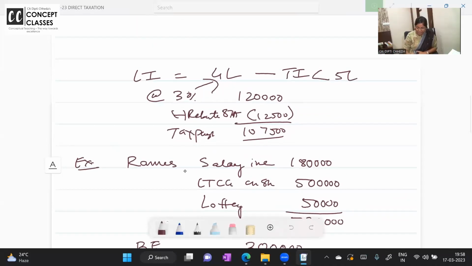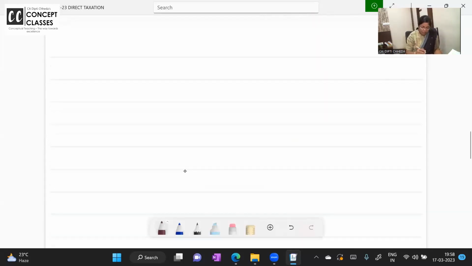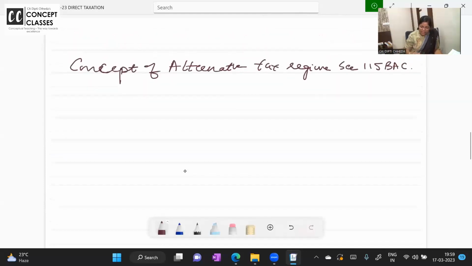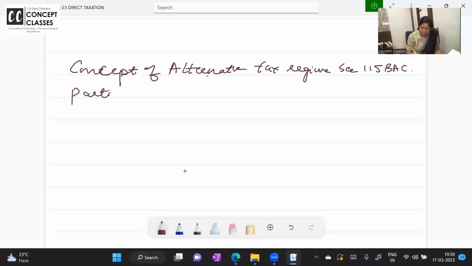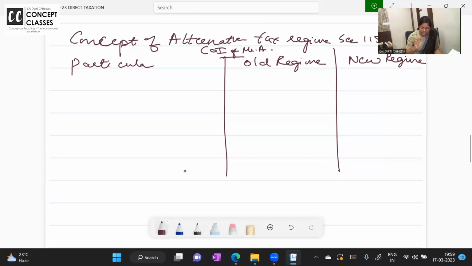Yesterday we have done this unutilized basic exemption. Now below that I am doing this problem. Chalo. Let us call it concept of alternative tax regime. Alternative tax regime, section 115BAC. Okay, right. And let us solve it with two options in particulars. Computation of income of Mr. A. And then particulars and two options. Old regime, that is routine tax rates, and new regime or alternative tax regime, 115BAC.